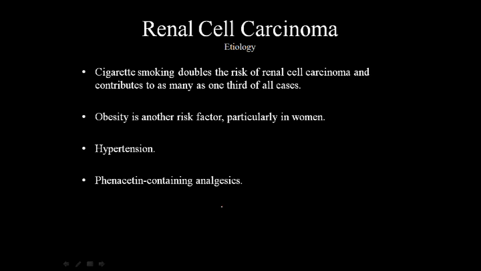So what causes renal cell carcinoma? We know that cigarette smoking doubles the risk of renal cell carcinoma and contributes to as many as 1/3 of all cases. So for some unknown reason, cigarette smoke tends to trigger renal cell carcinoma. We typically think of cigarette smoke only comprising lung cancer cases, but we see that it balloons out, and it not only causes lung cancer, but it also can cause renal cell carcinoma.